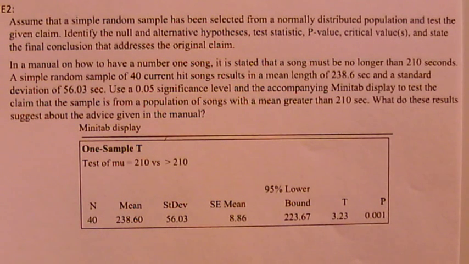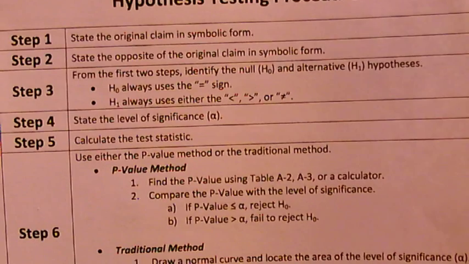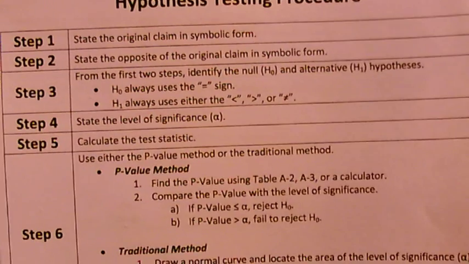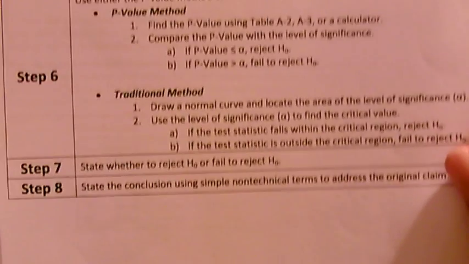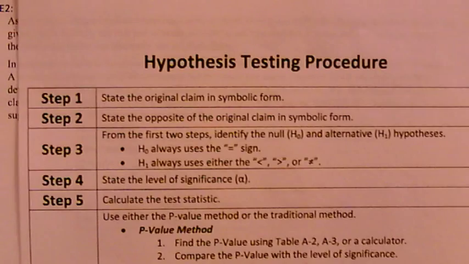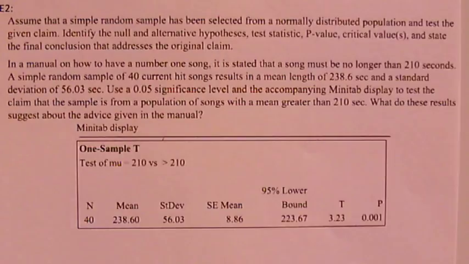Now, I realize that's a lot in this particular problem, but here, apply that 8-step procedure that I talked about in the last 2 videos. So here is that hypothesis testing procedure from step number 1 all the way to step number 8. We'll apply that to this particular problem. Let's look at step number 1. It's stating the original claim.